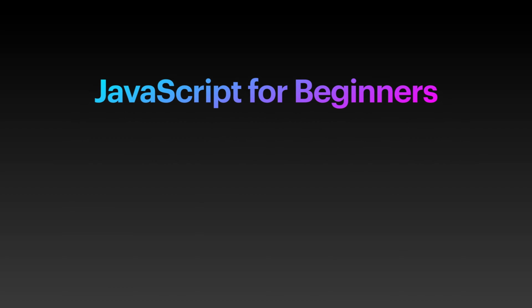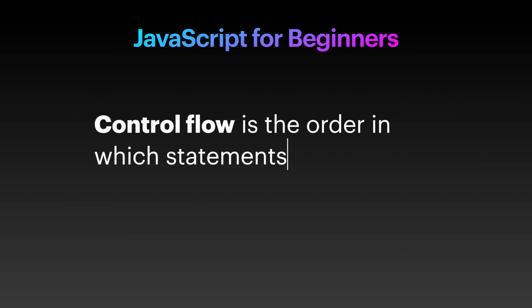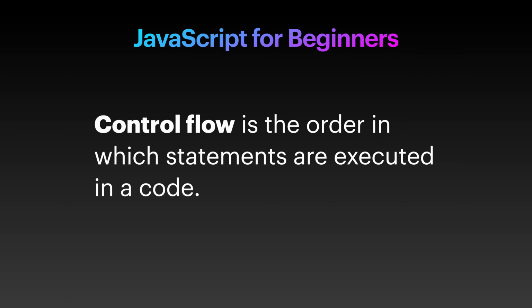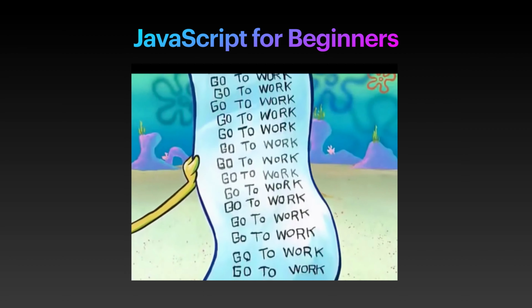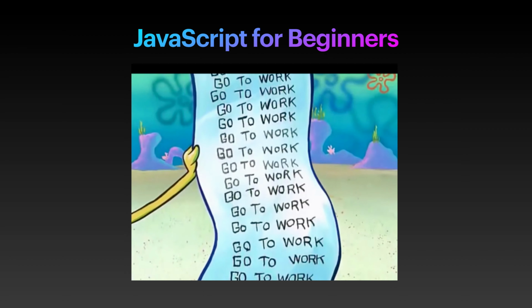So, what is control flow? Well, in computer science, it is the order in which individual statements, instructions, or function calls are executed. Just like you, who reads text from top to bottom, the browser reads a JavaScript file in the same manner and executes commands one by one.